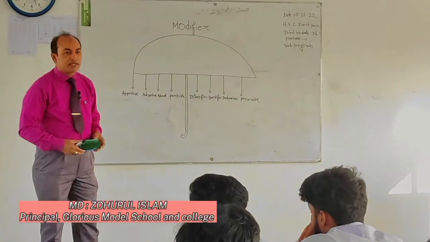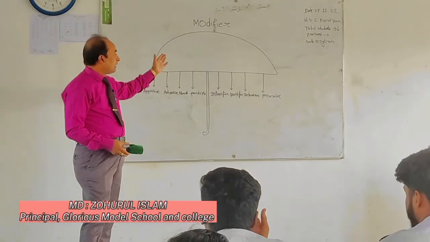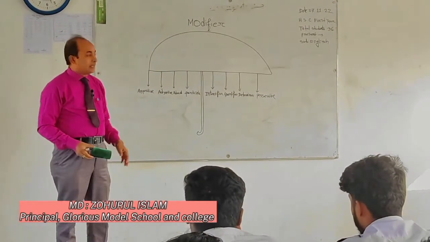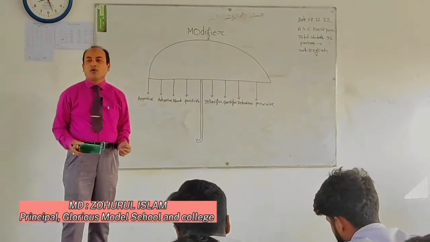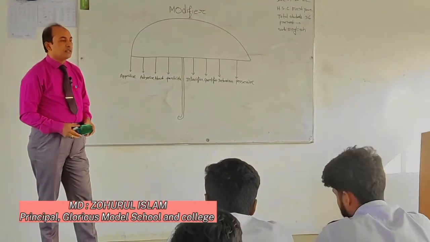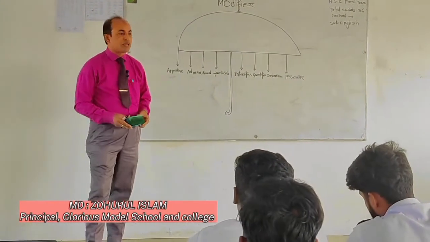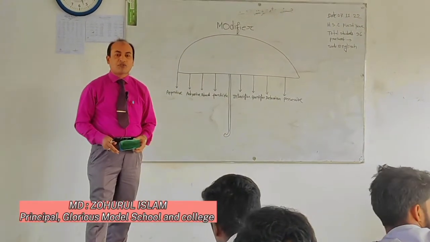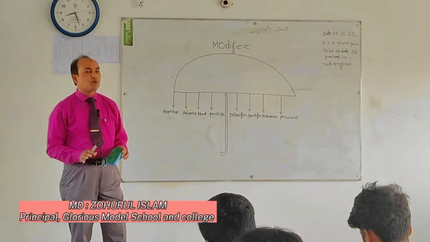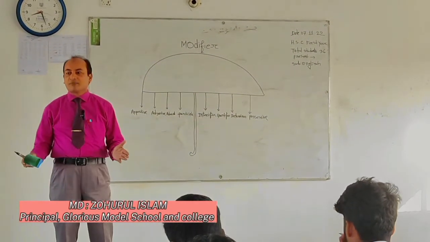So now we can start the class. So you see, it's an umbrella. It's called modifier umbrella. So you know umbrella. When we use umbrella, when it's a rainy day or it's a really hot day, then we use umbrella. But now in the class today, to understand the modifier very carefully and properly, we will use this umbrella. This is called modifier umbrella.